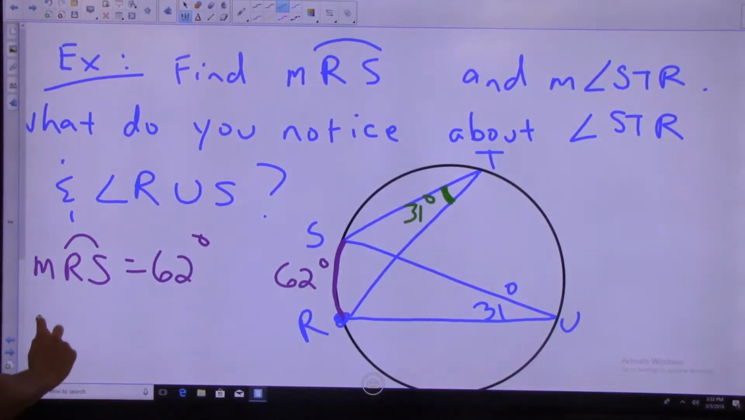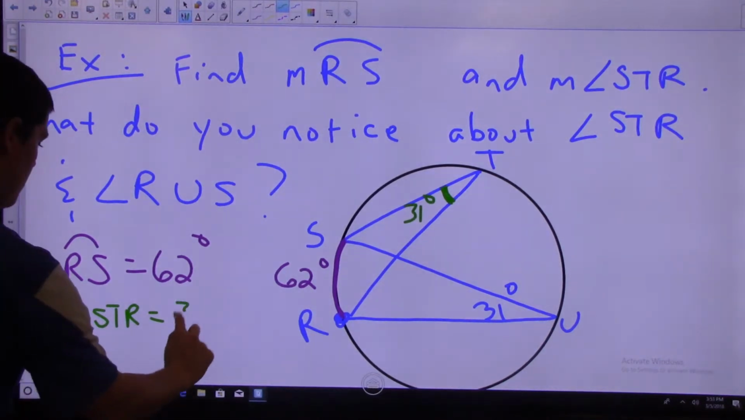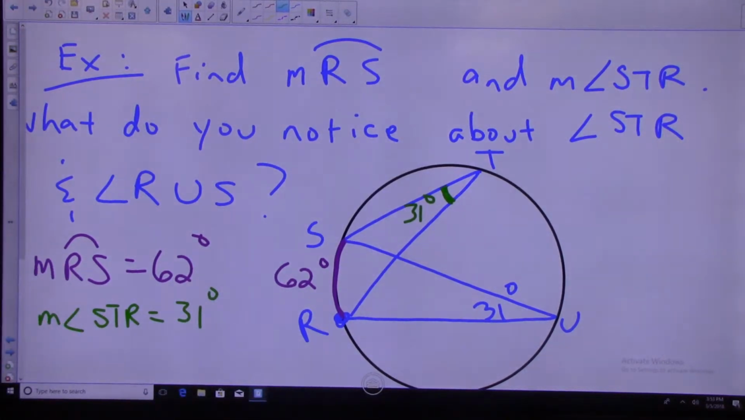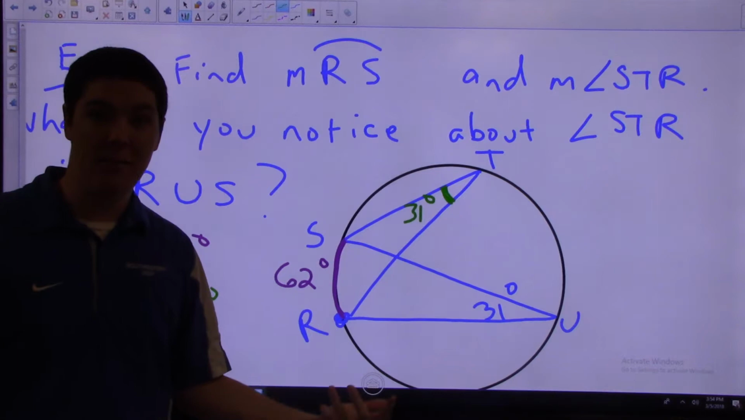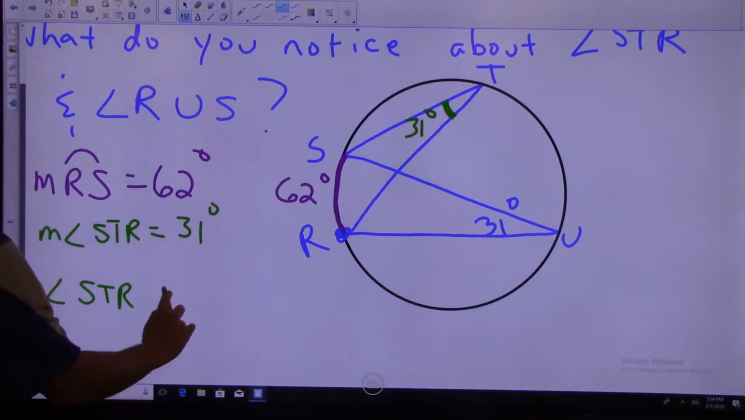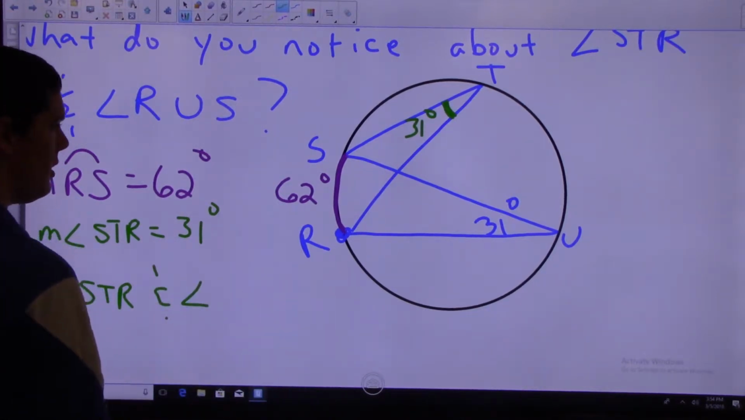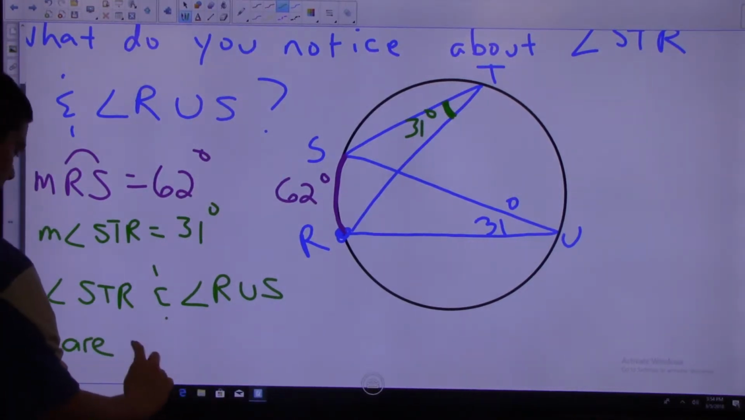So let me write that down. Measure of angle STR is equal to 31 degrees. Okay, getting somewhere. Now the next thing, and we need to answer that last question, it should be pretty self-evident now. So watch what happens. What do you notice about angle STR and angle RUS? I wonder. Yeah, they're going to be the same. All right, hopefully you notice that. So let me write this down. Angle STR and angle RUS, let's say congruent.